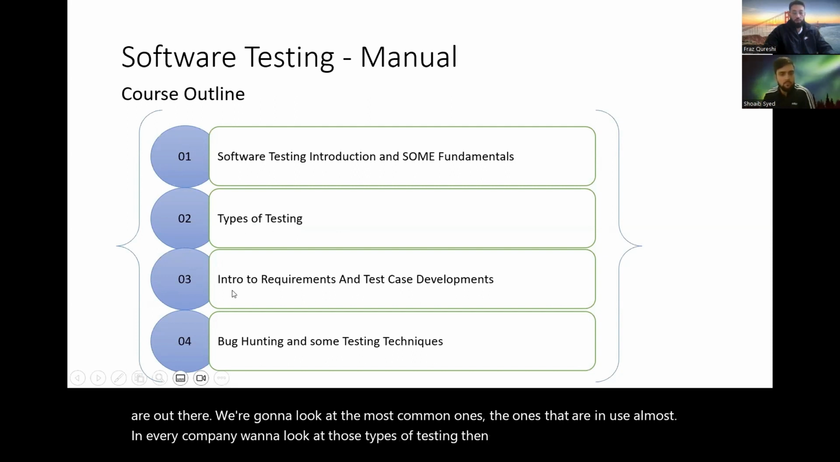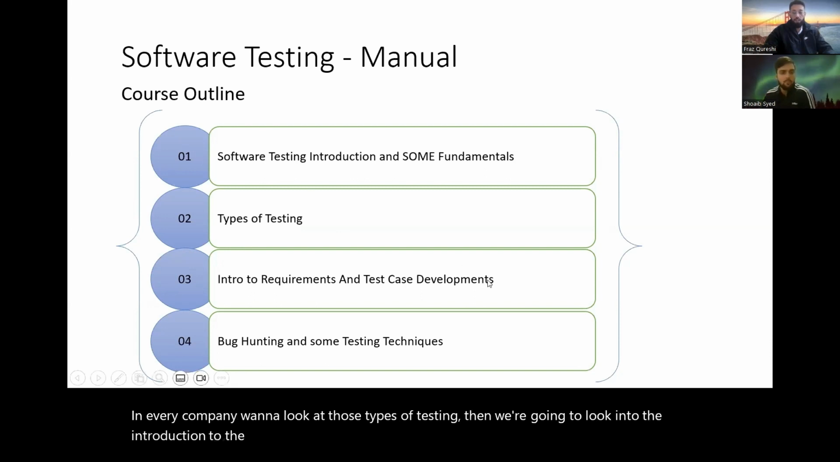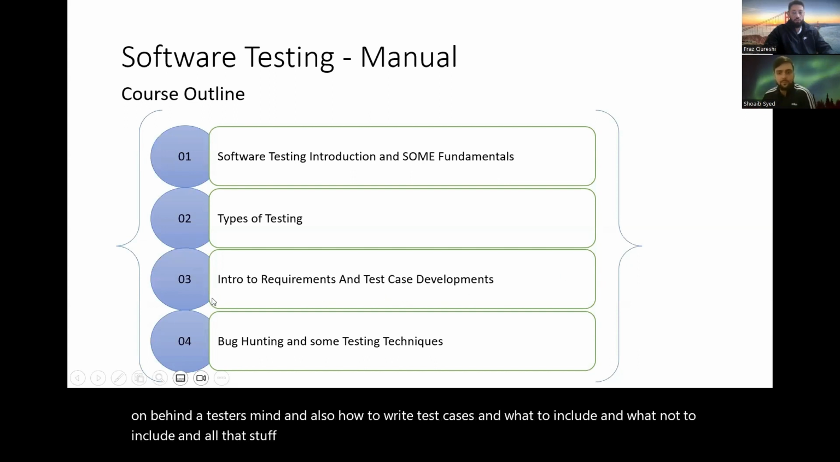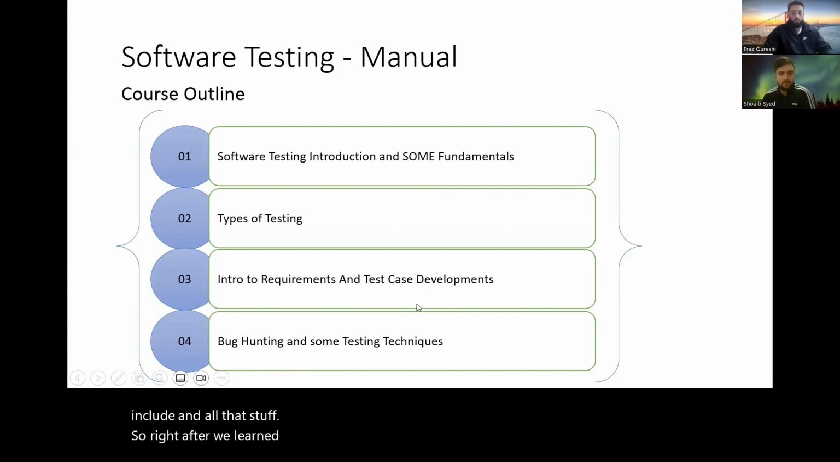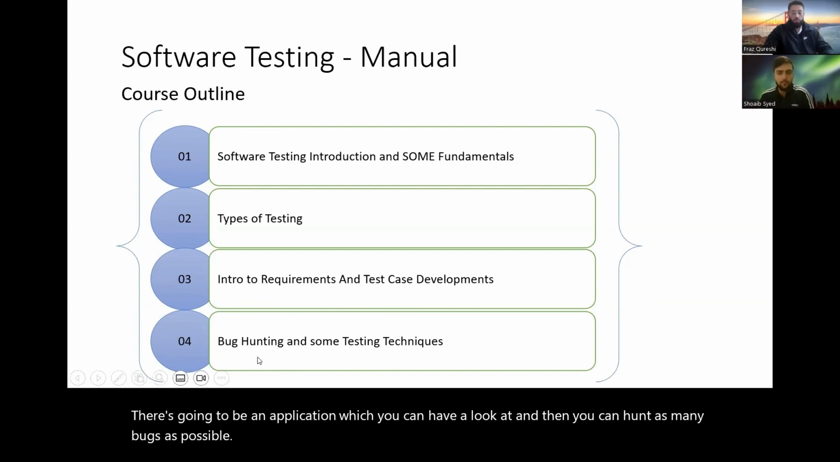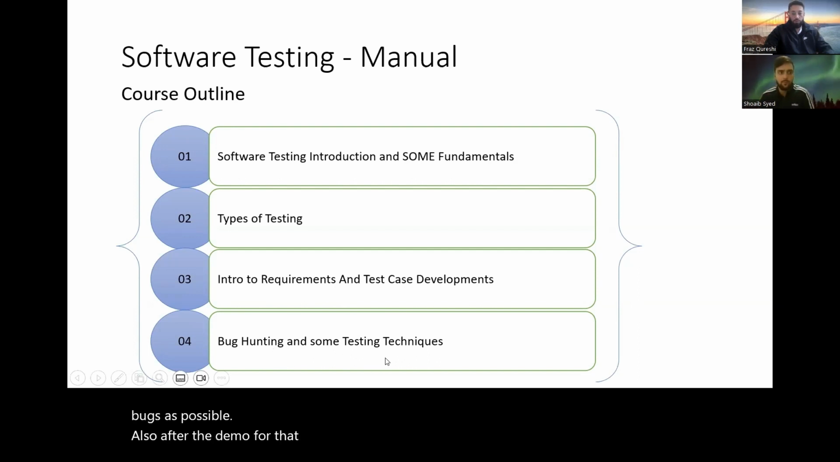Then we're going to look into the introduction to the requirements and test case development, which means we'll see what goes on behind a tester's mind and also how to write test cases and what to include and what not to include and all that stuff. So right after we learn how to write test cases, we are going to have a small bug hunting class. There's going to be an application which you can have a look at, and then you can hunt as many bugs as possible.